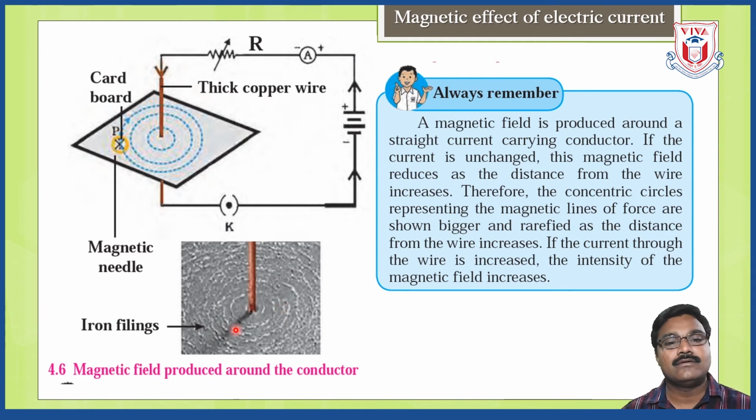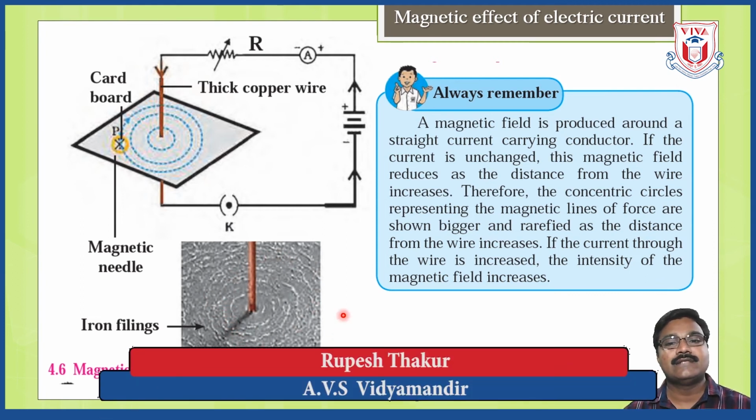And he observed another thing, that these concentric circles, as we move away from this wire, this concentric circle gets bigger and rarefied. Rarefied means the effect of magnetic field gets diminished, decreased. And if he increases the number of cells, that is, if the power of electricity is increased, then also as the intensity of electric field increases, intensity of magnetic field also increases.